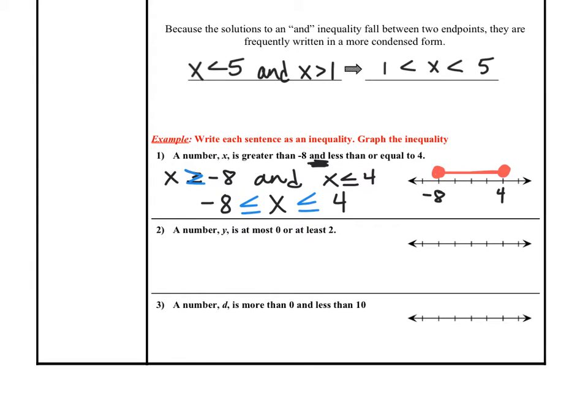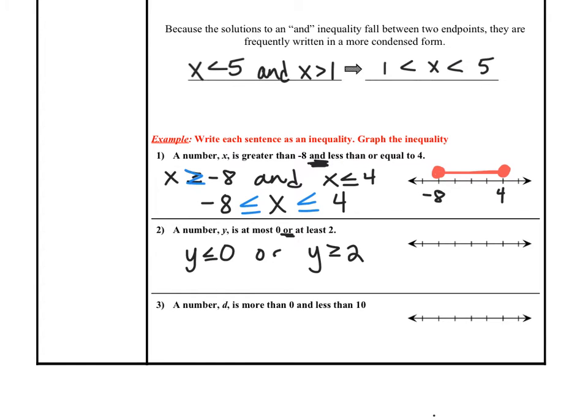A number y is at most 0 or at least 2. If it's at most 0, then it can be less than 0, and it can also be equal to 0. So at most is less than or equal to, and then it says or, so write that, at least 2. So we want 2 or greater. And this is an or inequality, so I leave it like that.